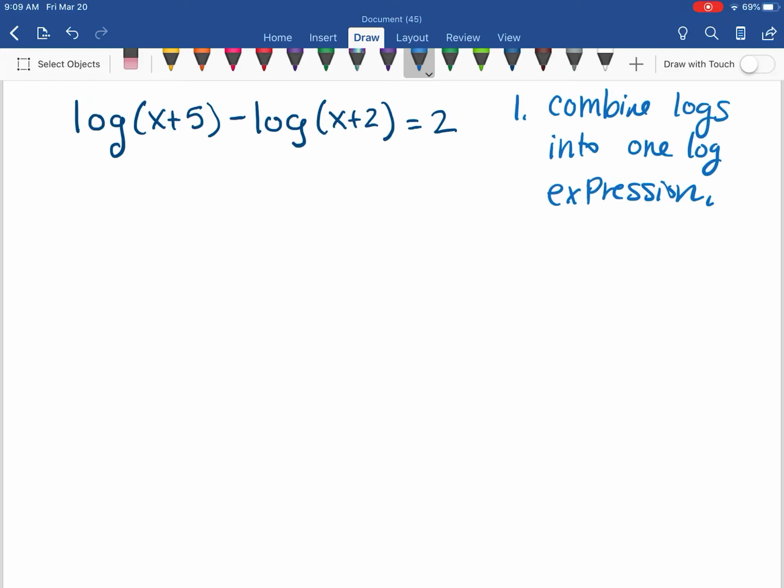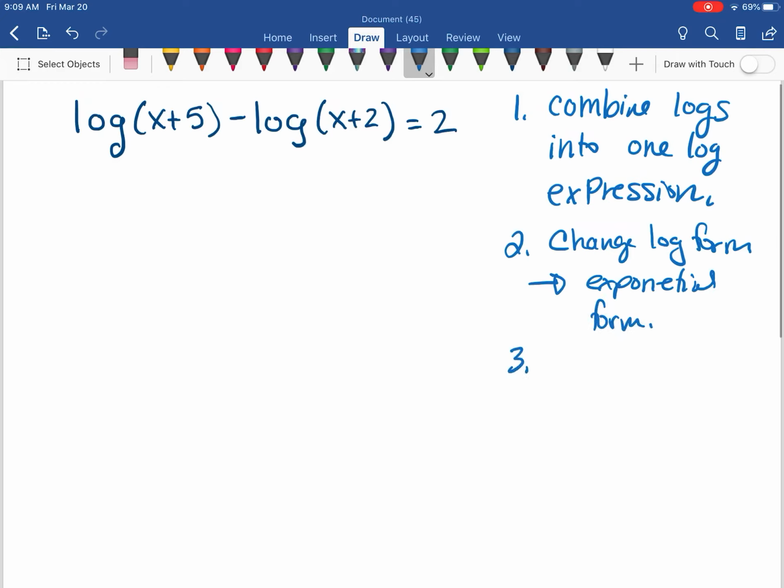Once you combine all your logs into one log expression, the next step is you want to change from log form into exponential form. Then, once you get it in exponential form, you get it in a form where you can solve for x.